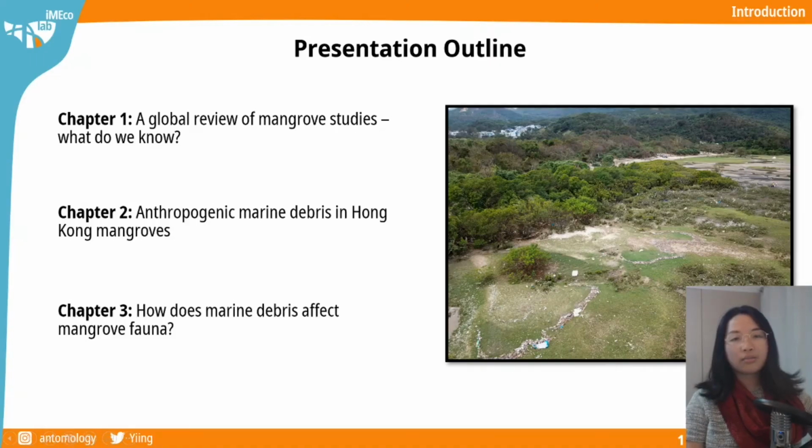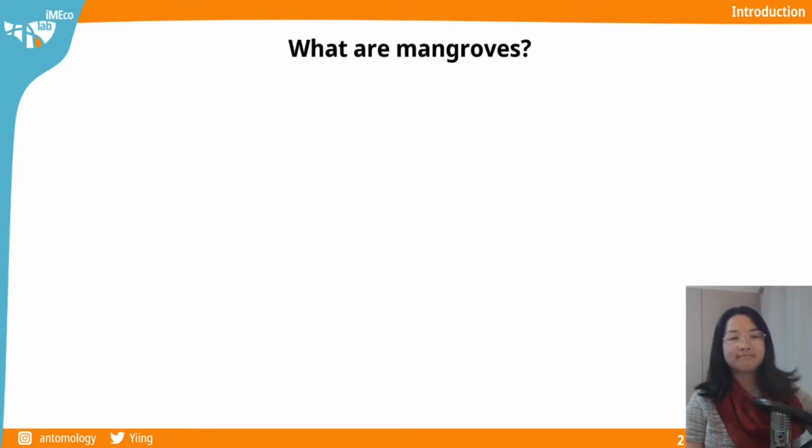My outline for my presentation is that I had 3 sections. So I did a literature review for my first chapter where I was trying to understand what's already known about mangrove marine debris. And my second chapter was looking at how much marine debris was in Hong Kong mangroves. And then my third chapter was an experiment trying to see what the potential impacts of marine debris might be on mangrove fauna.